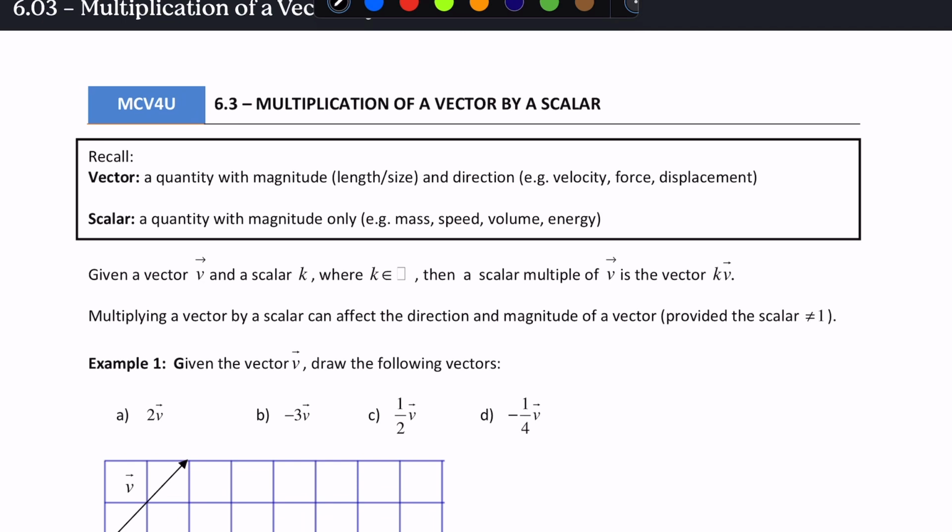Welcome back to another lesson in MCV4U. Today we'll be looking at multiplication of a vector by a scalar.